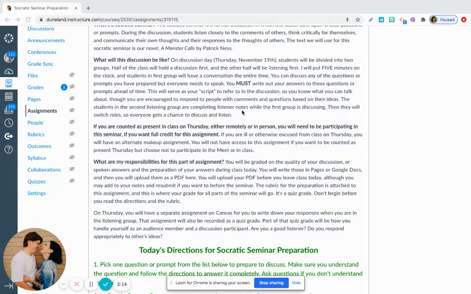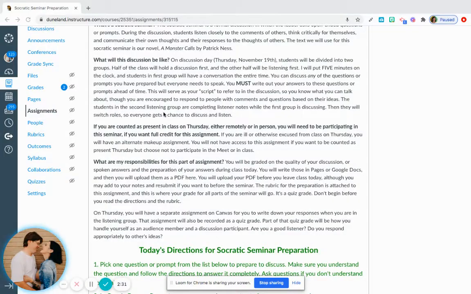You are encouraged, though, to respond to people with comments and questions based on their ideas. Basically, let's say you have stage fright, you're quiet, you're more shy. You can read off of your written response, but again, feel free to also add to what people say.